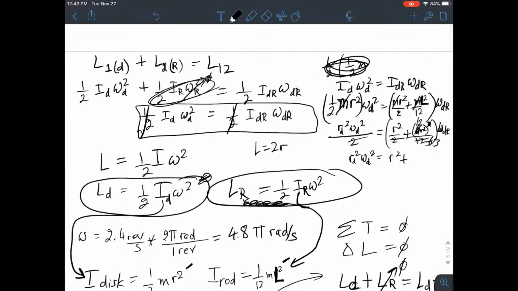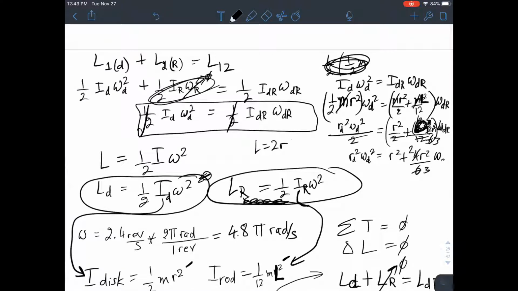And let me clean that up. So over here it was 2r squared, which became 4r squared, and over here we had 6, so this becomes 2, this becomes 3, and w d r squared w squared equals r squared plus 2r squared over 3 w disk and rod. This is radius of disk, this is radius of rod, this is disk, this is disk. Okay, let's keep going. Starting to look complicated.